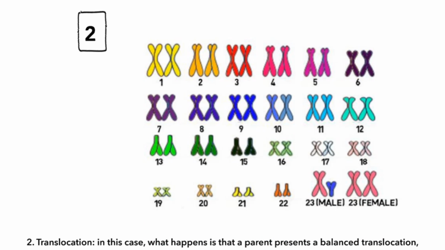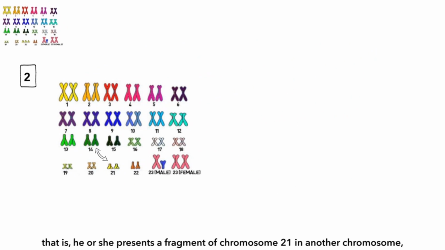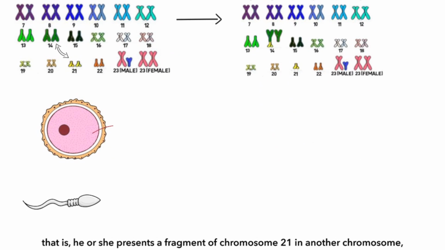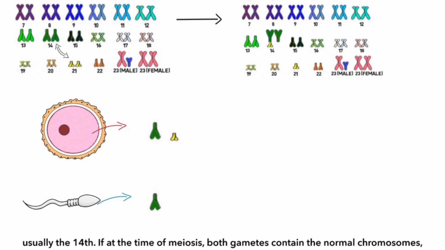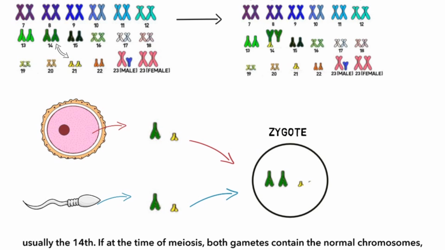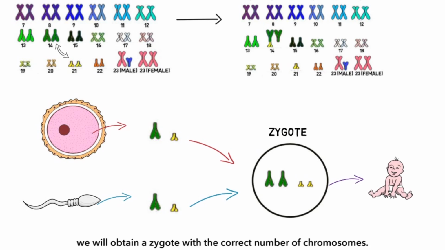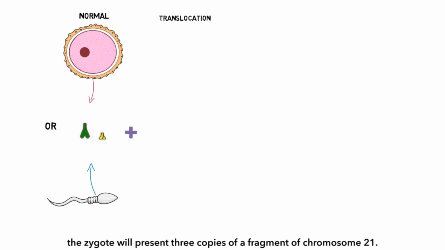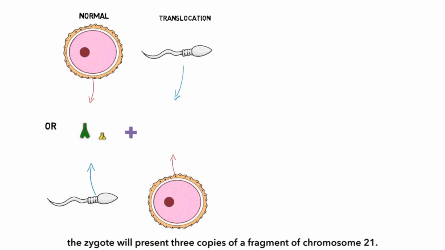The second situation that we can see is the translocation. In this case, what happens is that a parent presents a balanced translocation, that is, he or she presents a fragment of chromosome 21 in another chromosome, usually the 14th. If at the time of meiosis both gametes contain the normal chromosomes, we will obtain a zygote with the correct number of chromosomes. But if a gamete contains a translocation of chromosome 14 with 21, the zygote will present 3 copies of a fragment of chromosome 21.